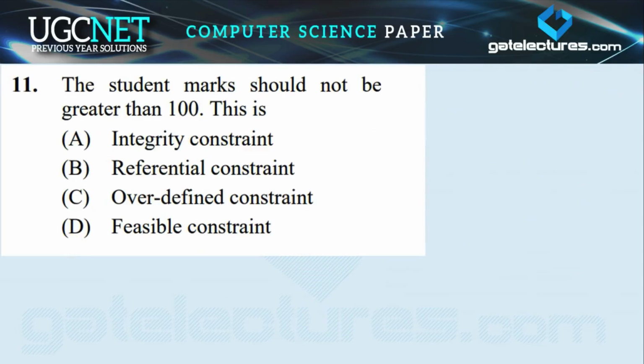Now question number 11 is, the student marks should not be greater than 100. The options are integrity constraint, referential constraint, overdefined constraint, and feasible constraint. So these two constraints are not useful in DBMS, they are used in software engineering. So obviously these two options are not there. Now the remaining ones are integrity constraint and referential constraint.